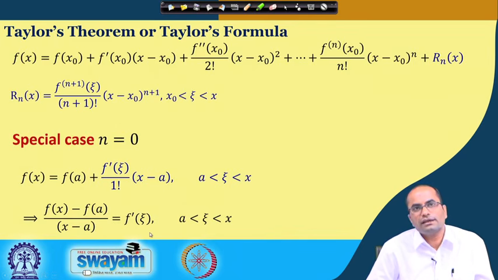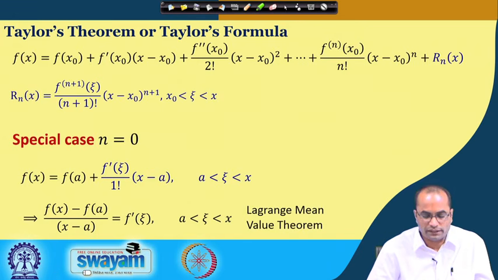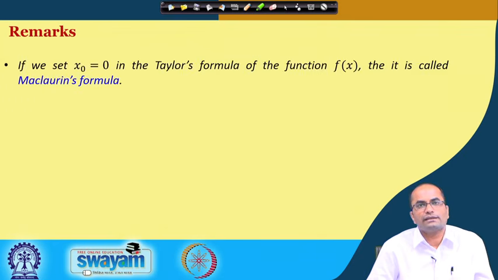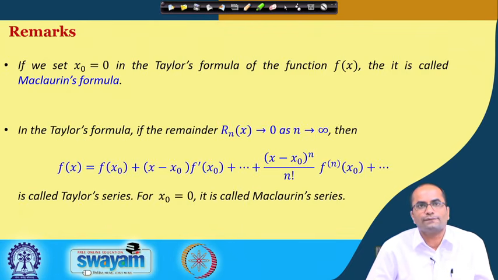So, this is a special case of the mean value theorem which we have seen just by putting n equal to 0 in this case. Some remarks. If we set x_0 equal to 0, the point of expansion in this Taylor's formula, then it is called the Maclaurin's formula.